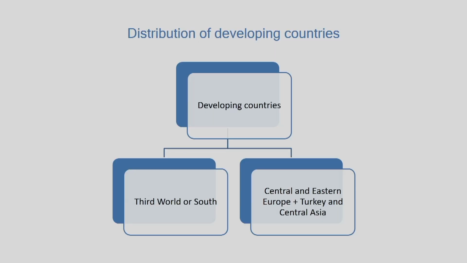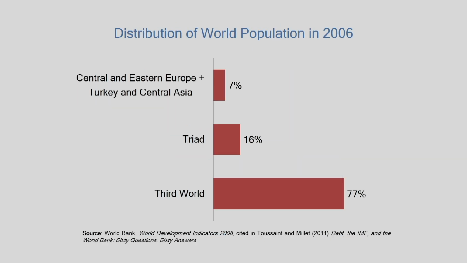So, if we want to look at who constitutes the developing countries, we can categorize them further into the third world or the south, and then the Central and Eastern Europe plus Turkey and Central Asia. They are both referred to as the developing countries of the world. Now, let us look at some distributions.